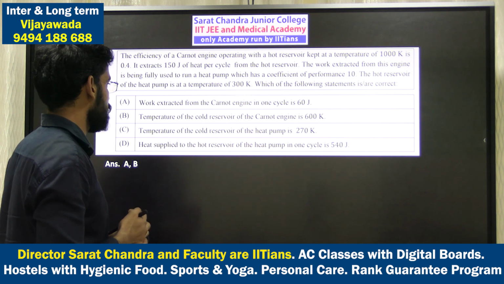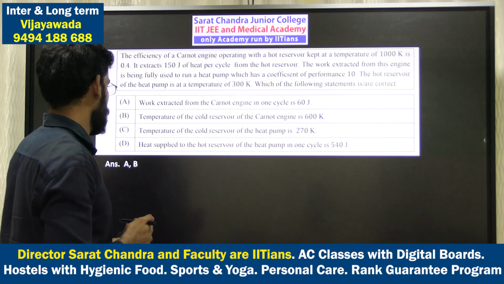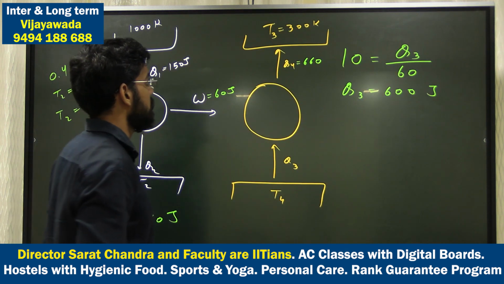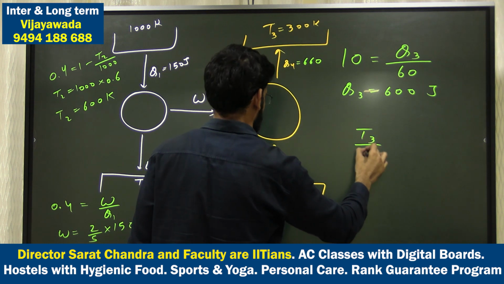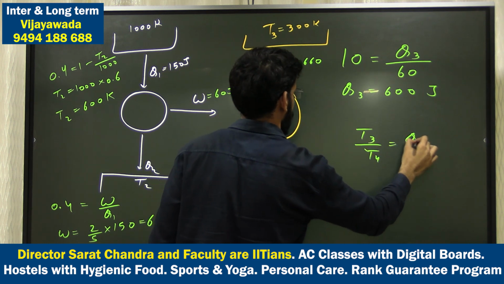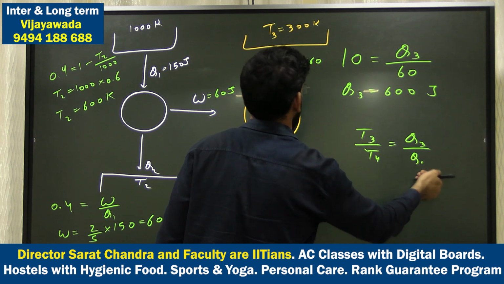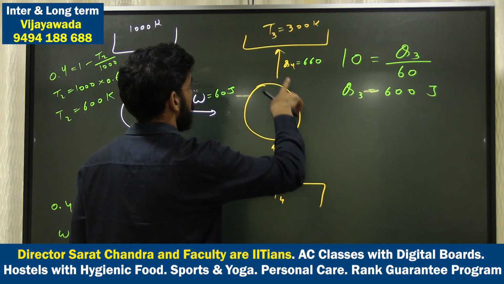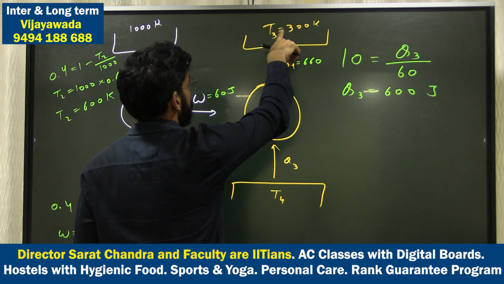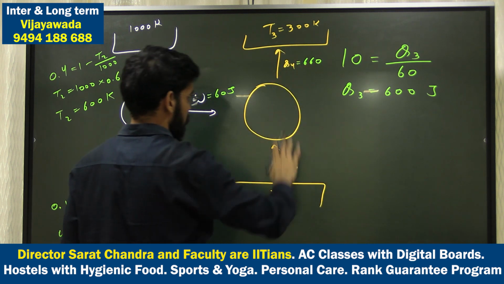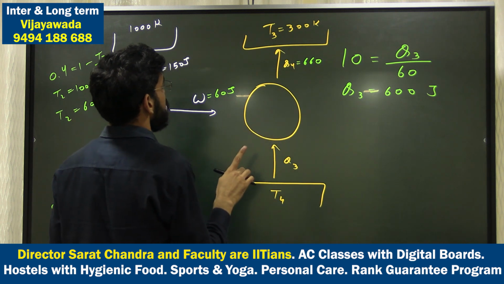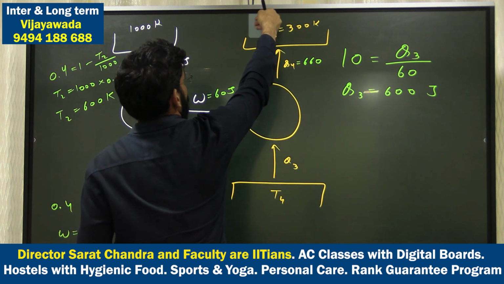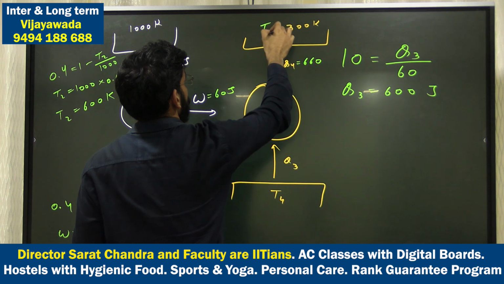C option: temperature of the cold reservoir of the heat pump is 2. So on the cold reservoir side, Q3 already came. So we know T3 by T4 is equal to Q3 by Q4. Sorry, I mentioned the names wrongly. According to these names, did we use any temperature? No, so we can replace the names, T4 and T3.